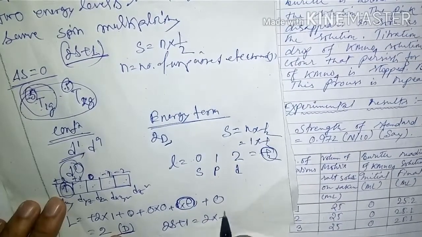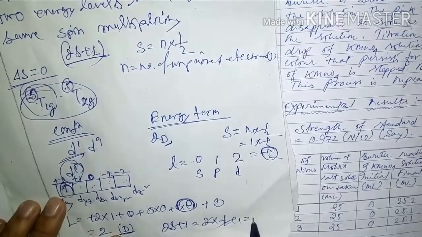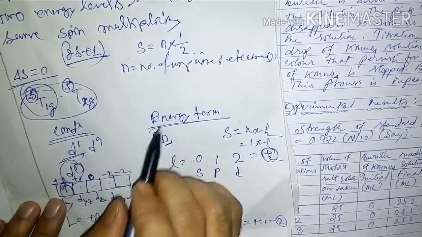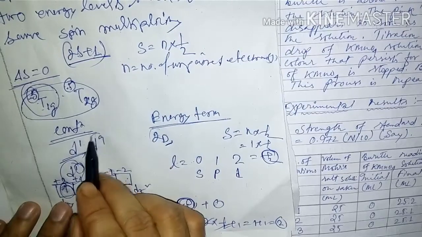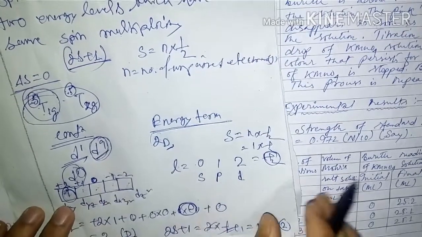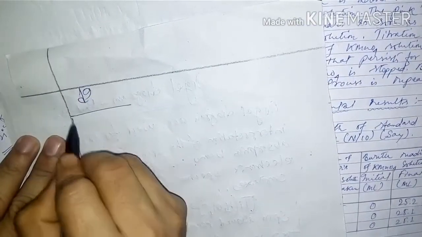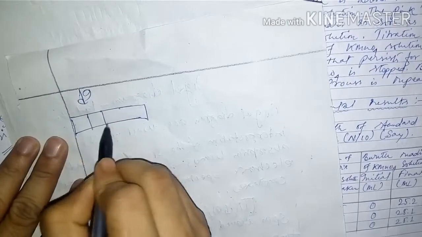S value is now half plus 1. You can cut, then 1 plus 1 equals 2. That's why 2. Understood? And this d9 also. Okay, this d9. So for this d9, the term symbols have to be found out. Like this, we have to do.